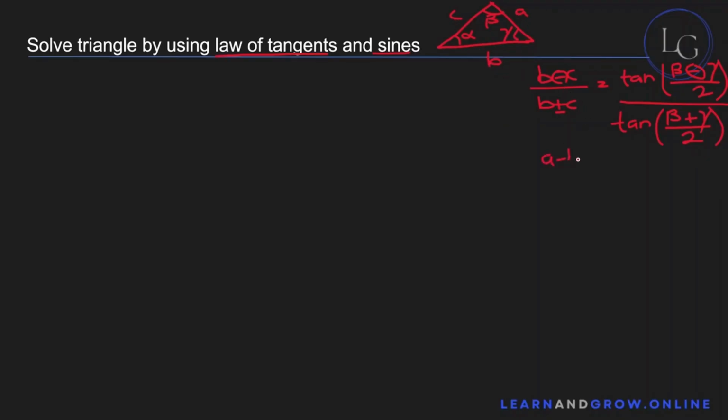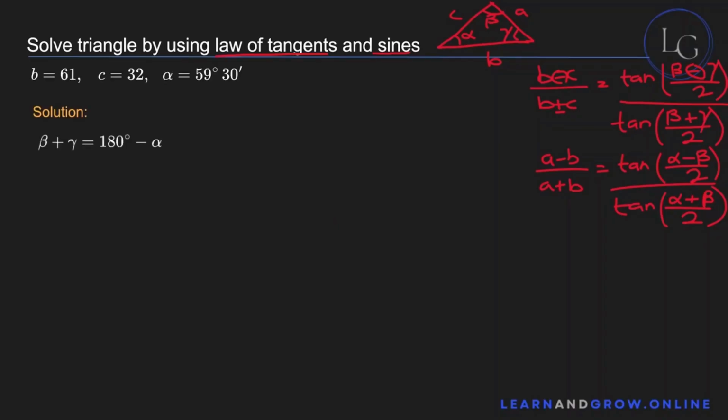You can use the same logic for, say, a minus b. So a minus b over a plus b is equal to tangent of the angle opposite to a, which is alpha, minus, because it's minus over here, minus beta over 2, over tangent of alpha plus beta over 2, right? So this is the tangent rule.